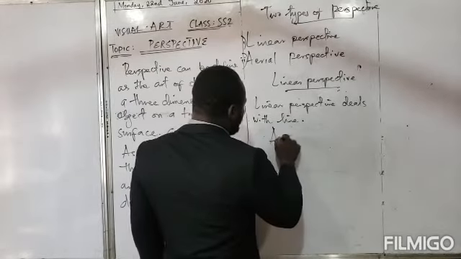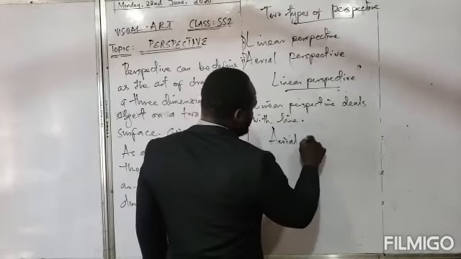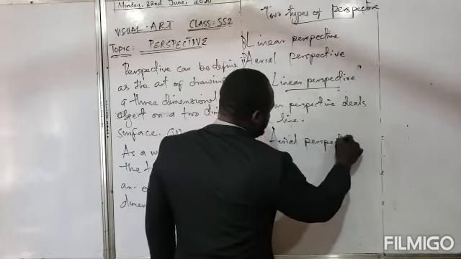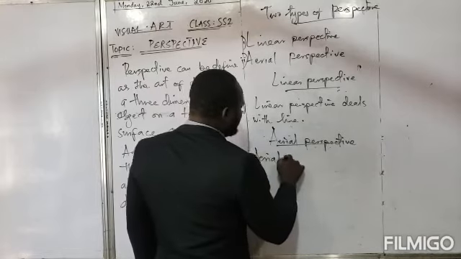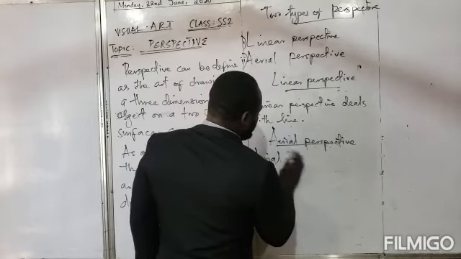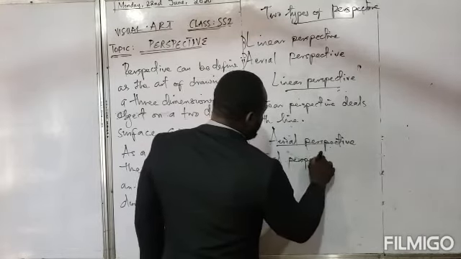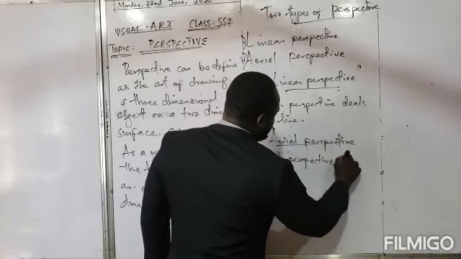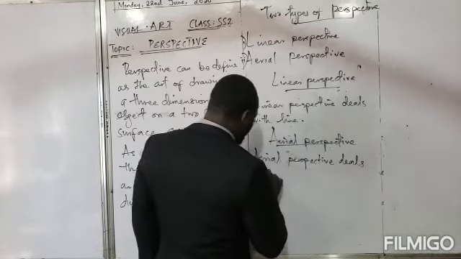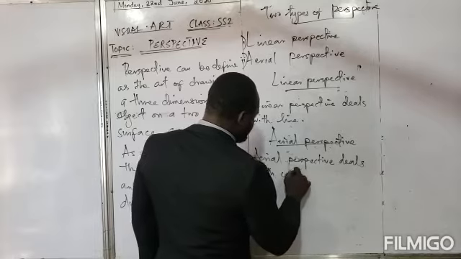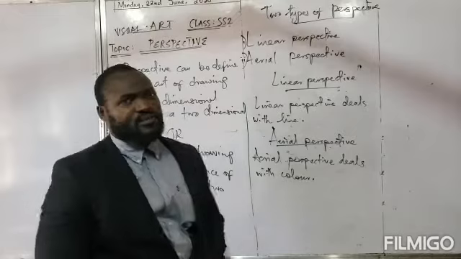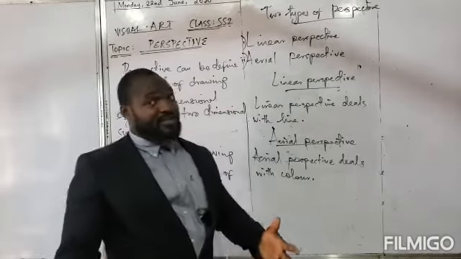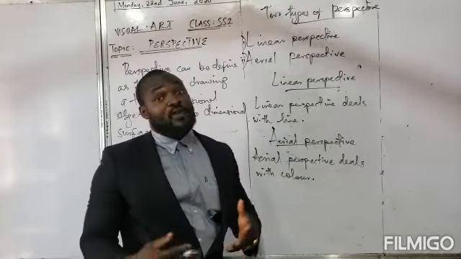And then aerial perspective deals with color. So when you want to draw, when you make use of linear perspective, you make use of line. And then when you start painting, you make use of aerial perspective.